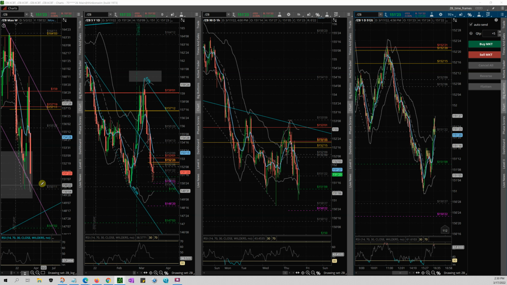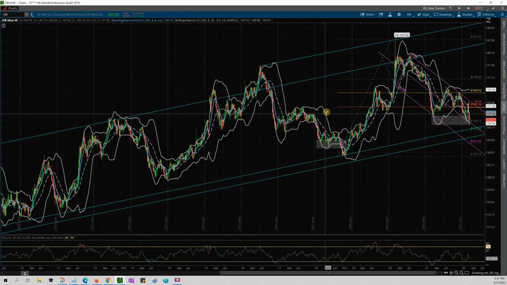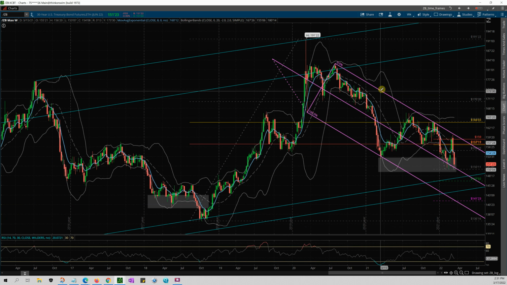So, quickly starting on the weekly time frame, the blue channel represents the secular trend. The purple channel represents the cyclical trend, which is over 2 years old now. We've been in a downtrend. And I'll explain more about this when we look at the yield chart, but we are in a critical support zone here. It's sort of equivalent to this one back here.